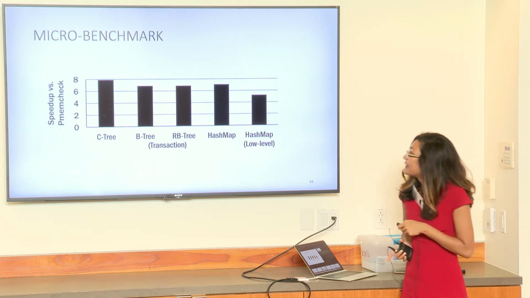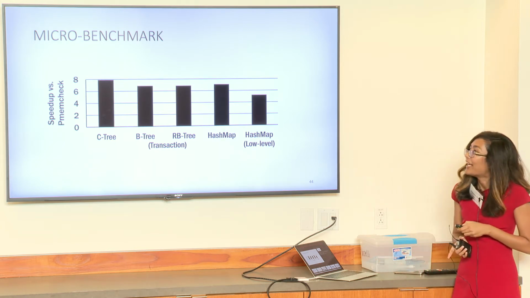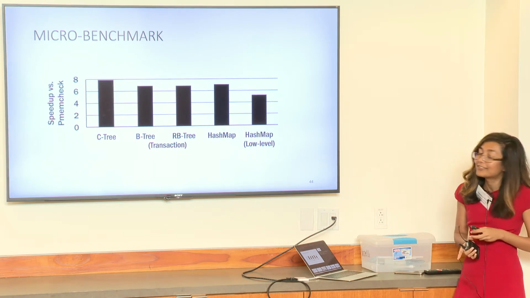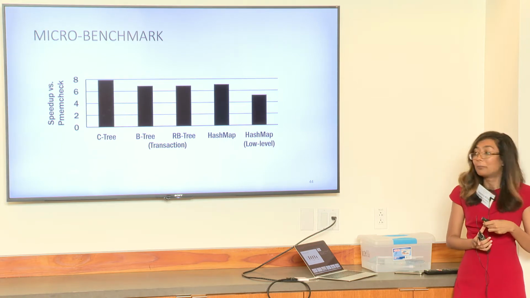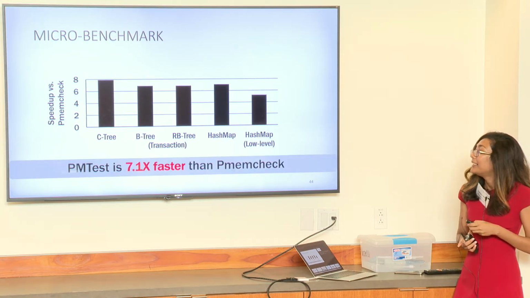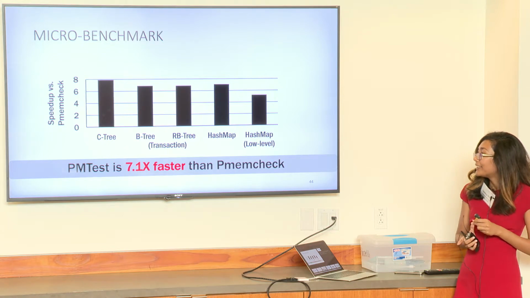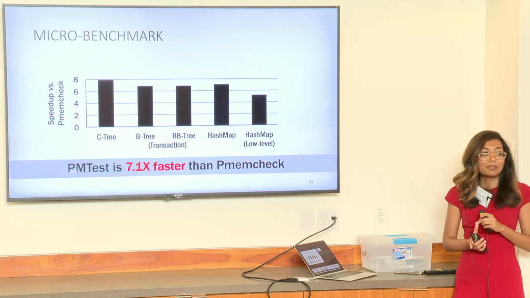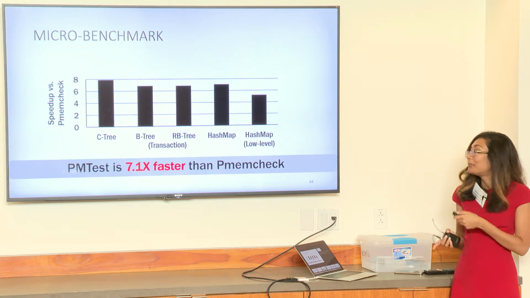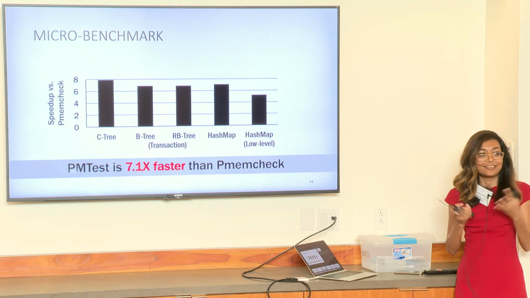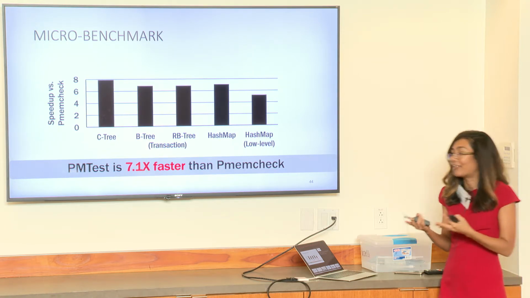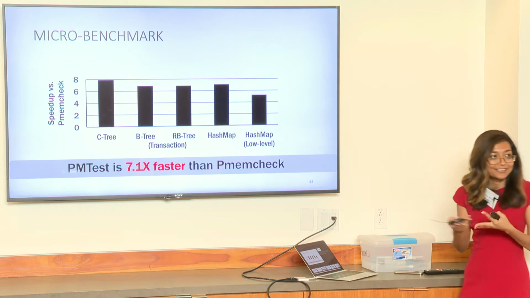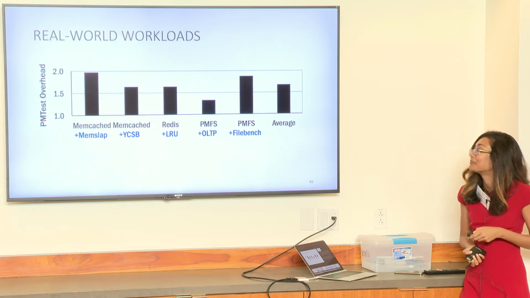On the x-axis, we have some trees and some hash maps, and on the y-axis it's the speedup over PMMcheck. PMTest is 7 times faster than PMMcheck, but again, PMMcheck is Valgrind-based, so it's just slow, while PMTest is integrated with the application.